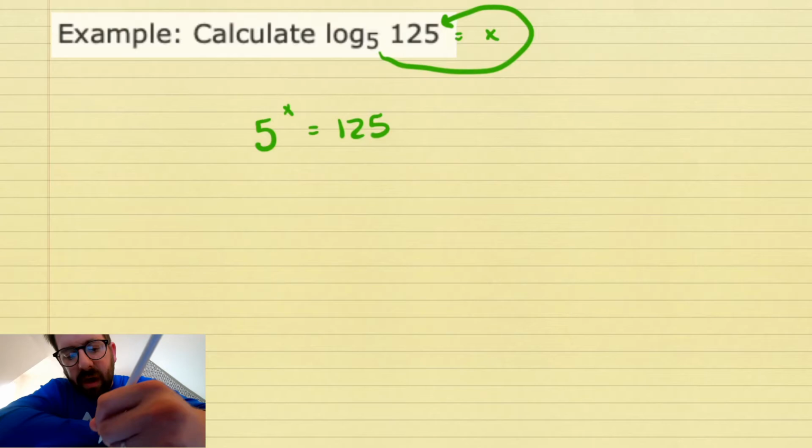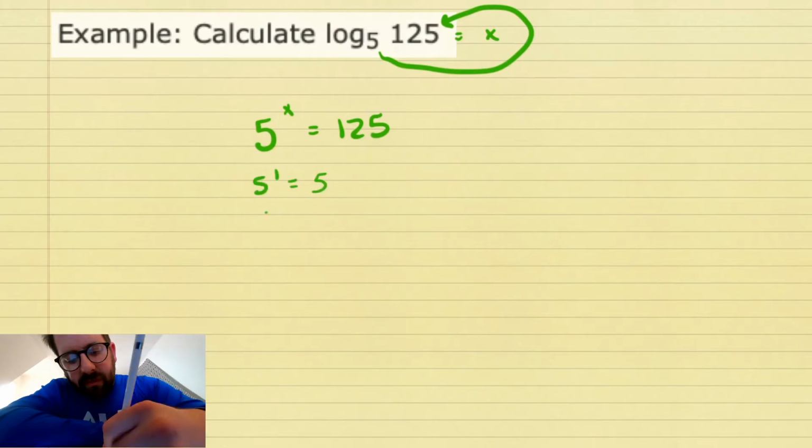And you probably already know it. 5 to the first power is 5, 5 to the second power is 25, 5 to the third power is 125, and there you go, there's your answer. So the third power is the number I'm looking for. This is the answer that I should be getting. Now, on a calculator, how I could type this in so that it will give you the right answer: the log 125, and then you divide by the log of the base number.